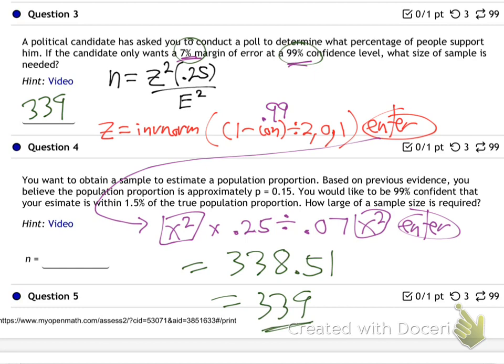So it tells you ahead of time how big your sample needs to be to get the kind of results you want to get. This is how pollsters know how many people they have to include in their sample.